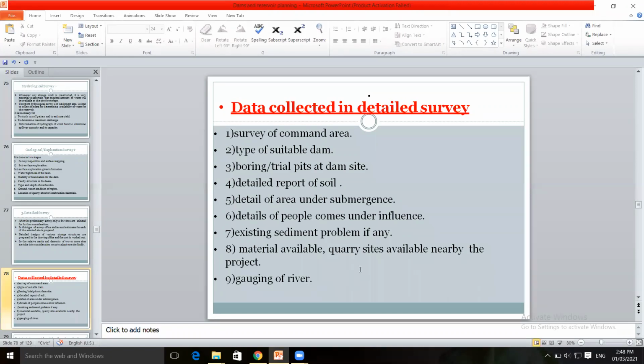Then there is gauging of the river. Gauging of the river means collecting the data regarding the flow of the water, velocity of the water, discharge through that river, highest flood level, and minimum water level. So gauging is done. Gauging of the river is done by various methods. Discharge through the river is calculated.